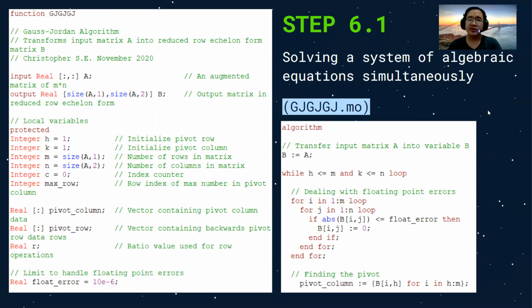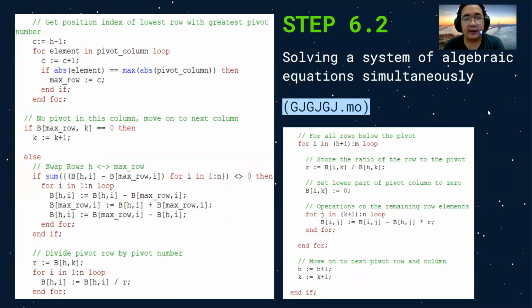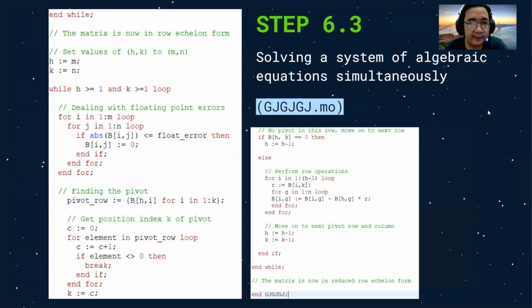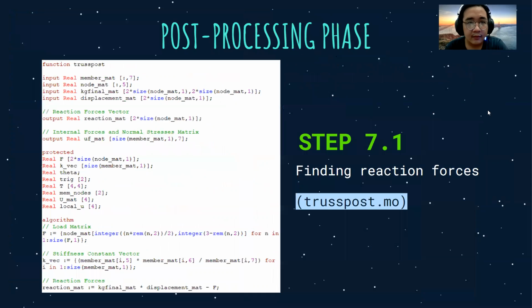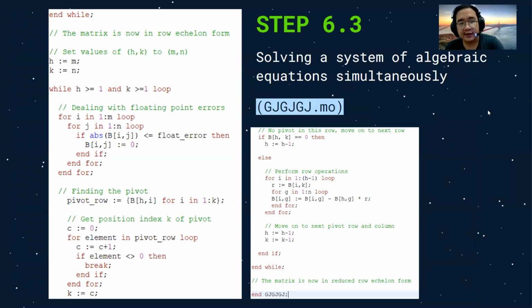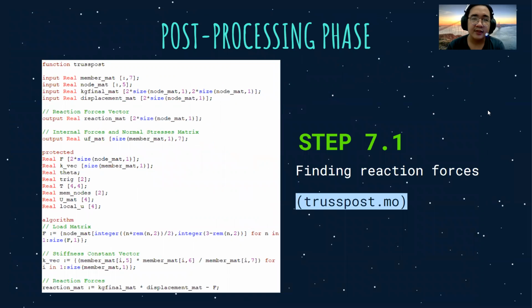And next, we need to solve a system of algebraic equations simultaneously by using Gauss-Jordan. It's quite long. We need to input the integer, pivot column, pivot row, like this in this picture. And then after this Gauss-Jordan ends, that's all of the pre-processing phase. Now we're going to continue to the post-processing phase.